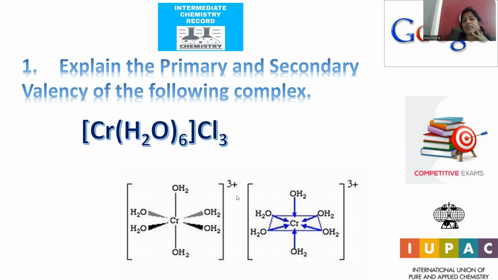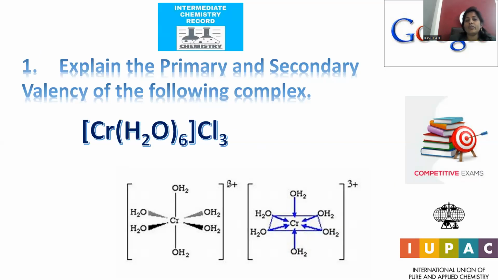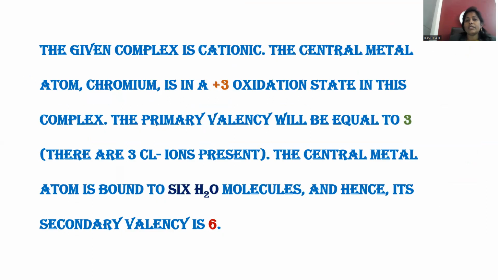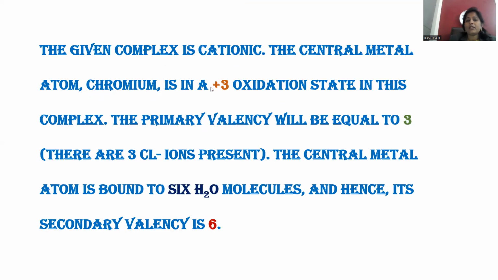In this, how can you identify primary and secondary valency? In order to answer this, the given complex is cationic. If you remove chlorides, it will become a cationic complex. The central metal atom chromium is in a +3 oxidation state. So in order to counterbalance the 3 negative charges by the chloride, chromium is acquiring a +3 charge. So whenever chromium is acquiring +3 charge, what happens?